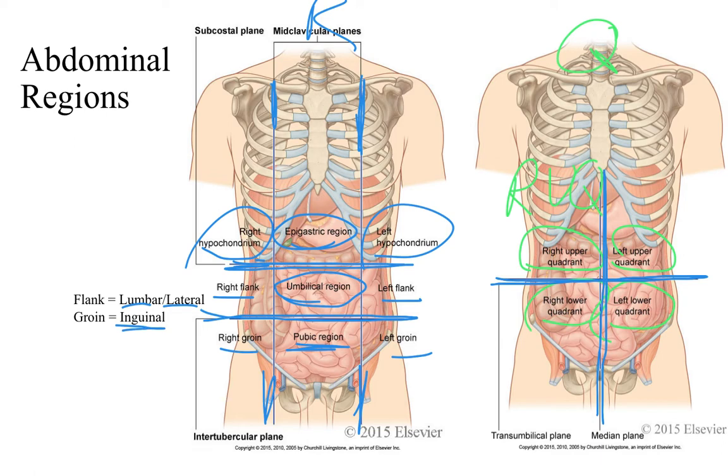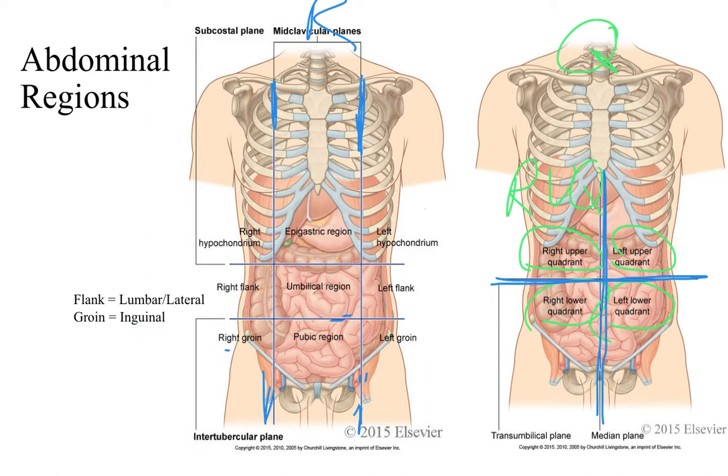So aside from knowing what these regions and quadrants are that divide up the abdominal cavity, the reason we do that is so that we can identify easily, let's say a patient comes in with a problem and we need to identify where that problem is located. This is an easy way to identify where the problem is and identify what might be wrong based on what we know is in those regions.